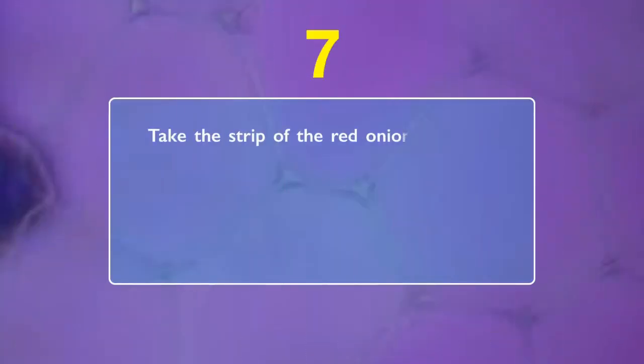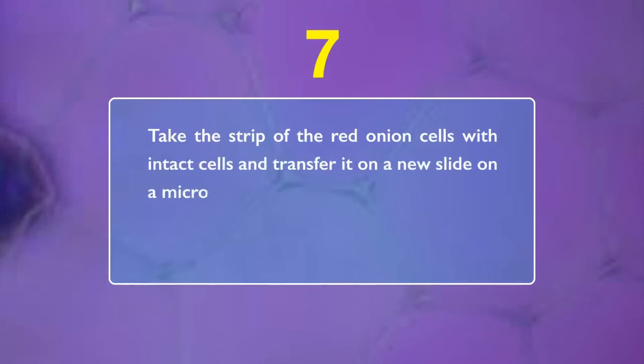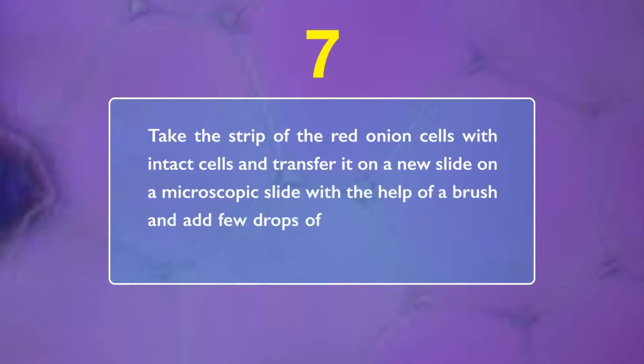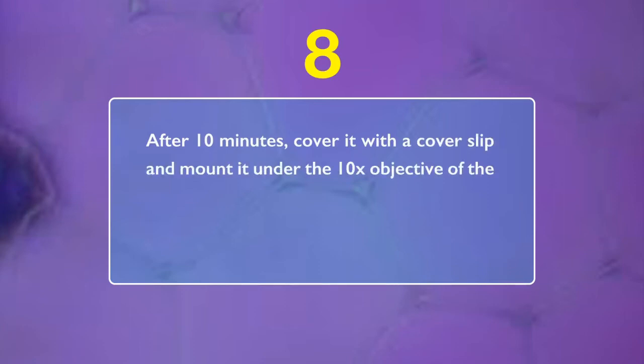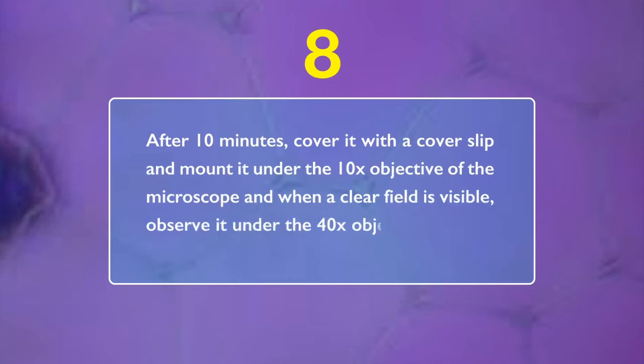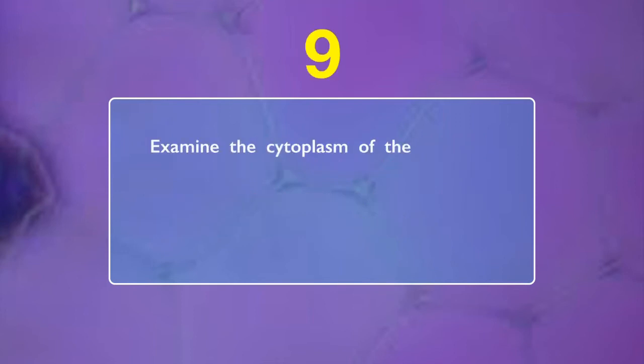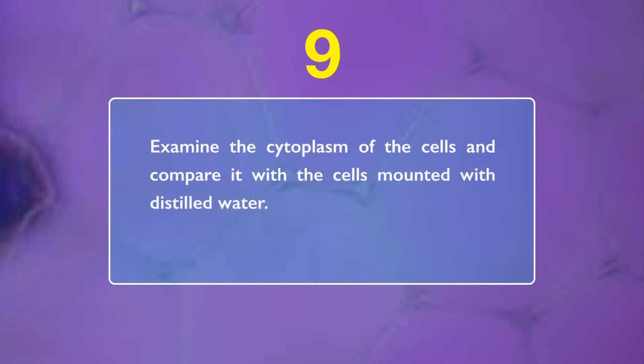Take the strip of the red onion cells with intact cells and transfer it with the help of a brush onto a new microscopic slide and add few drops of 20% sucrose solution on it. After 10 minutes, cover it with the cover slip and mount it under the 10x objective of the microscope, and when a clear field is visible, observe it under the 40x objective. Examine the cytoplasm of the cells and compare it with the cells mounted with distilled water.